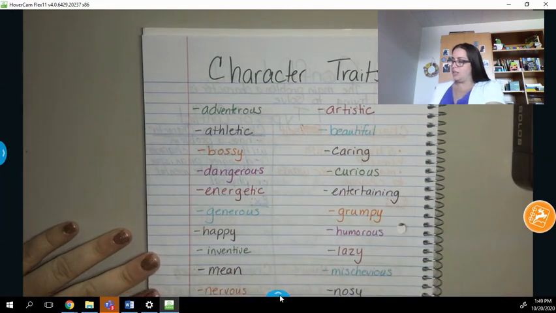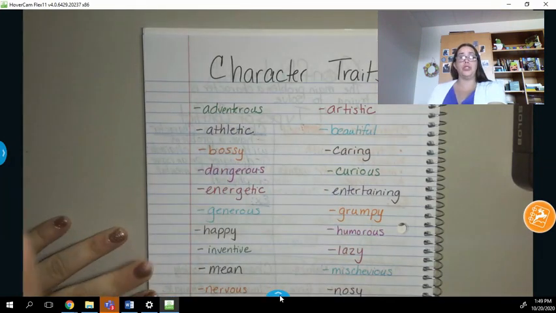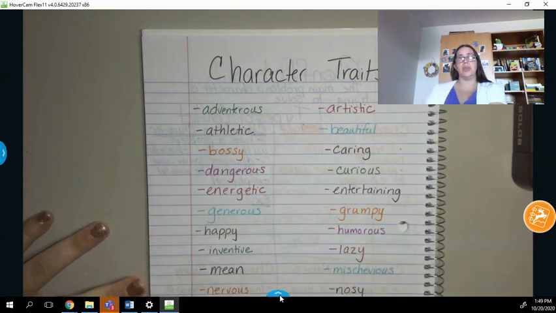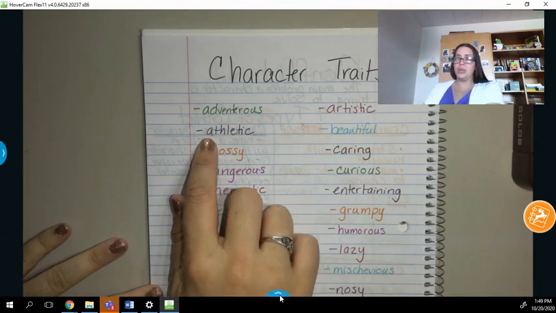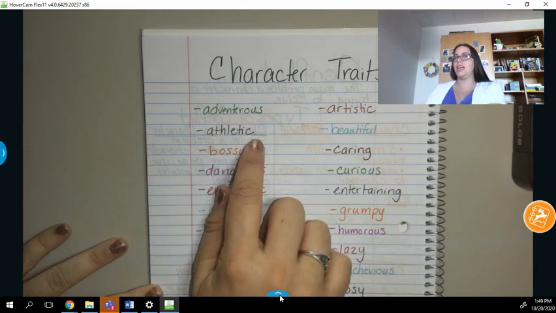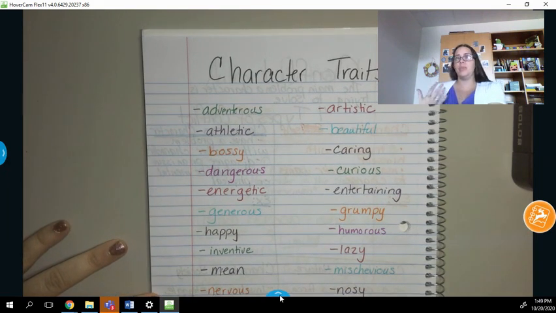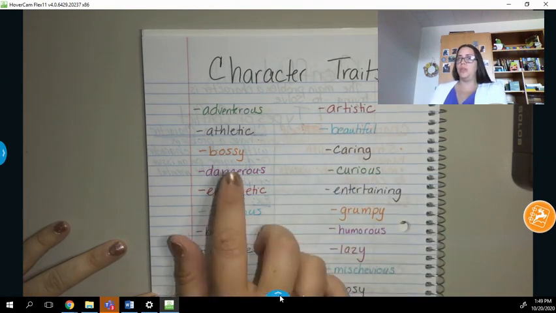So some of the ways we've talked about describing characters is adventurous. So like your superheroes would be adventurous. Artistic. Mrs. Davidson would be a great artistic person to talk about. She's very into making things pretty, and it's all nice and neat, and it's color coded, and I am not an artistic person at all. You can also have an athletic person. Athletic is somebody who likes to run around and do sports, and maybe is capable of doing lots of different kinds of sports. You can talk about somebody being beautiful or bossy.